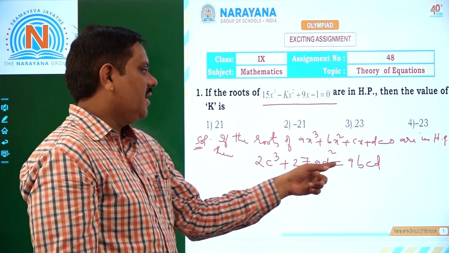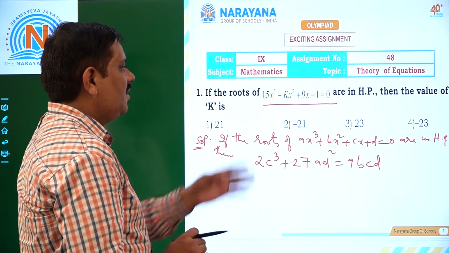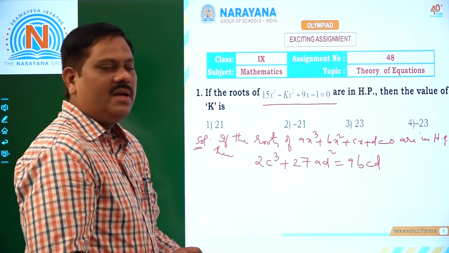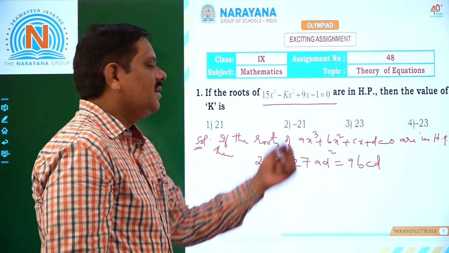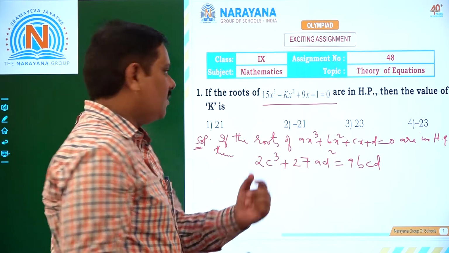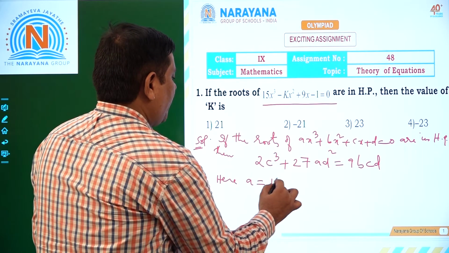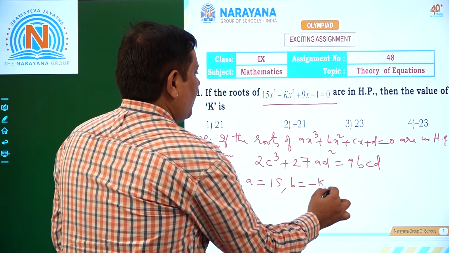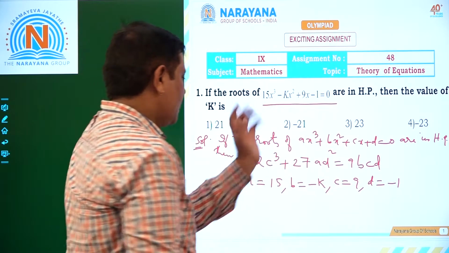2c cube plus 27ad square is 9bcd. In the given equation, a, b, c, d values we have to identify and substitute in this given condition. Thereby, you can get the unknown value k. Okay, let us try to do that. Here, if you look at it, a is equal to 15, b is minus k, c is 9, d is minus 1. Okay, now let us substitute.